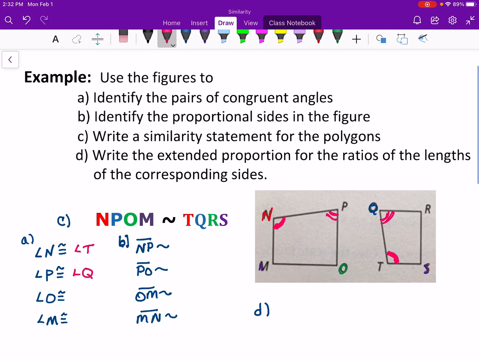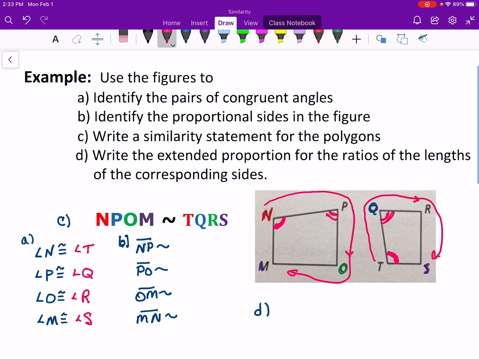Now they have told us that these figures are similar. So it looks like we're walking around the first figure up and over. So we're going to angle O, which is the next one in our list. And in the figure on the right, we're also going up and over that way. So the angle that matches with it is R. And then finally come on around to the last angles, and that means that angle M and angle S are in corresponding positions. So they are congruent angles. Walk around the figure. You can start at any vertex, but walk around the figures and match them up.